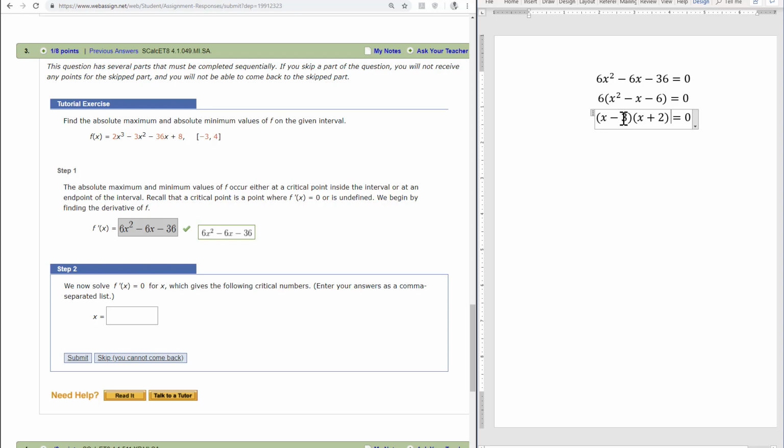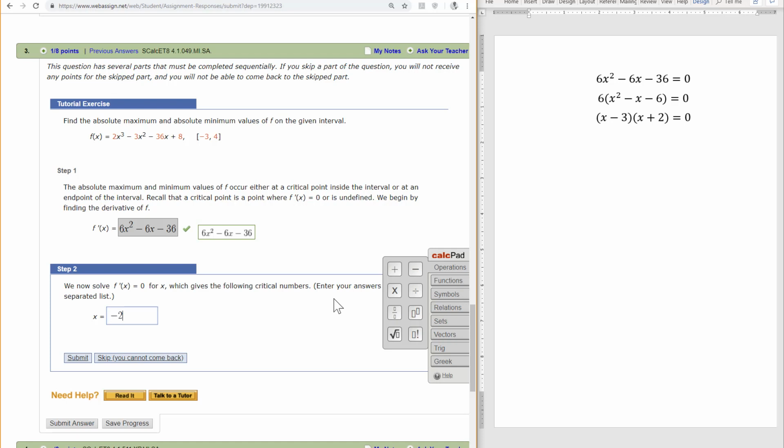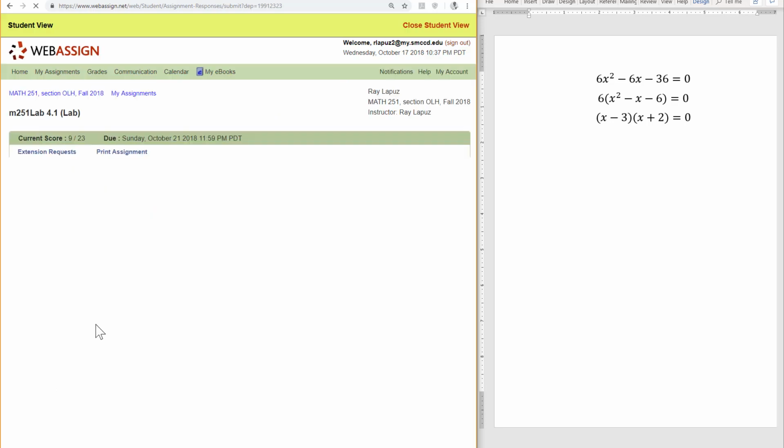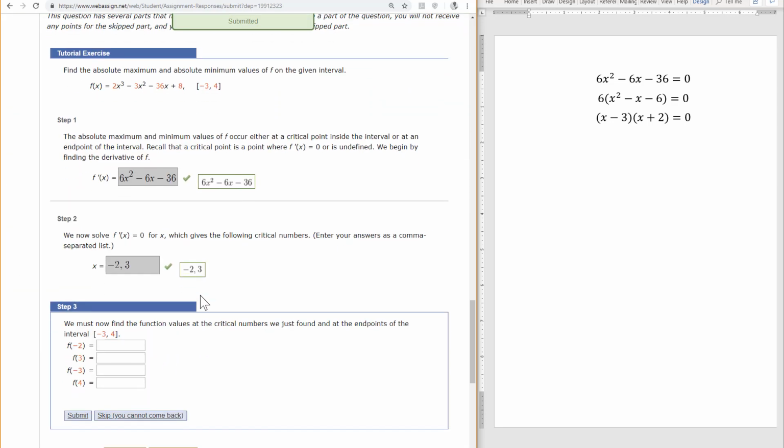Let's check this to make sure that it factors properly. The first term is x squared, the last term is -6, and the middle term is -3x plus 2x, so -3 plus 2 is -1, so this looks like it. So we have x values of +3 and -2. So -2, 3. I don't think the order matters. Enter your answer as a comma separated list, so I think that's fine.